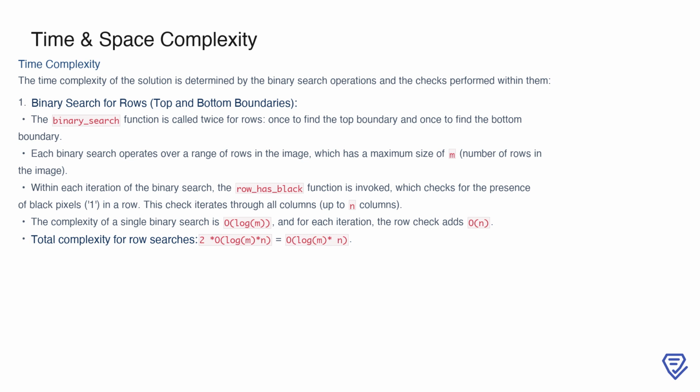A single binary search has a complexity of O(log m), and since each iteration of the search involves a row scan of O(n), the total complexity for both row searches becomes O(log m * n). This accounts for the computational effort required to find the top and bottom boundaries.